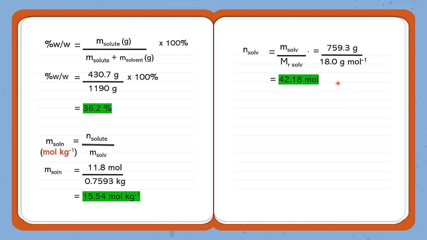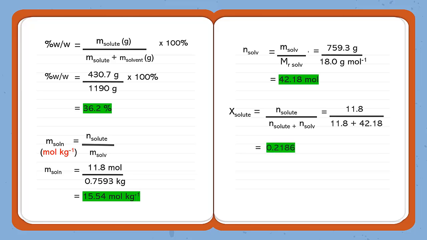And then you are going to substitute into the formula. We have no mole of solution. What we have is solute plus solvent, which makes up the mole of solution. So simply substitute into the formula like this. And lastly, your mole fraction is 0.2186, without unit.